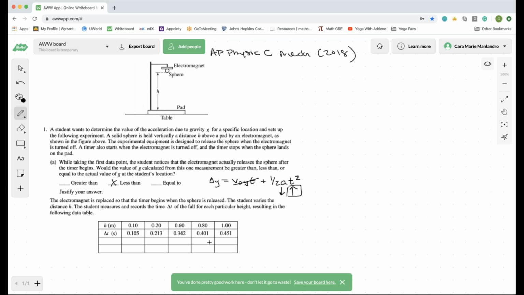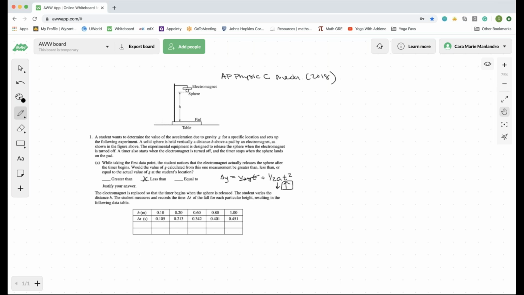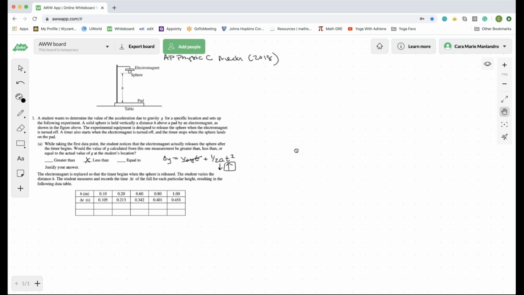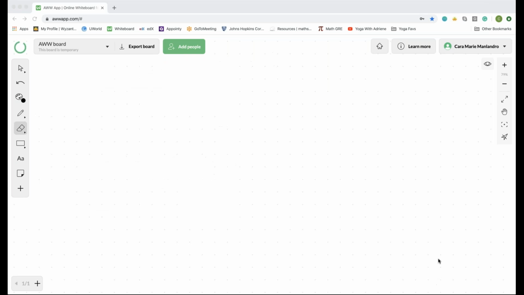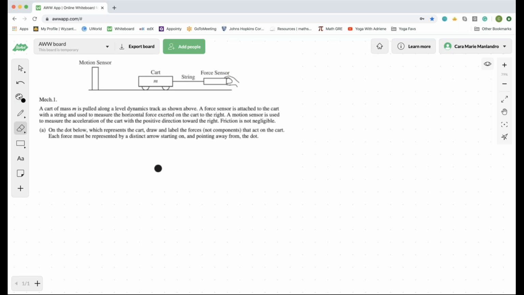Okay, so then we have some data, and I don't necessarily think we need to worry about graphing it. We will set it up though, and I'll give you the answer. Oh, I sent you guys the wrong one. Okay, so course correcting here. This is the 2016 exam.